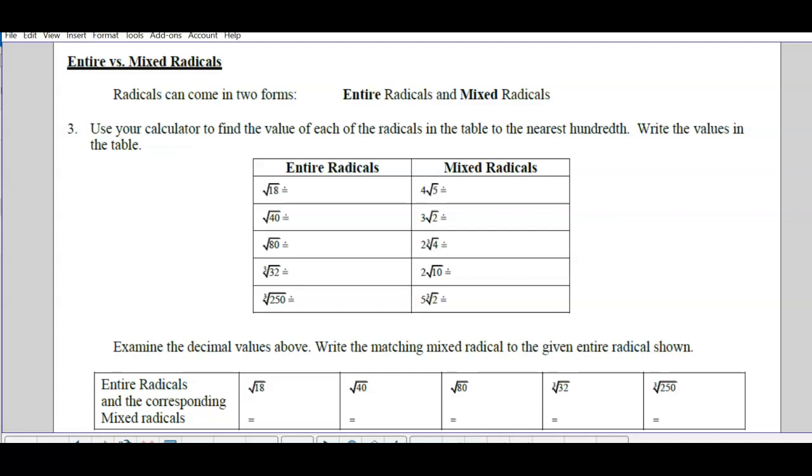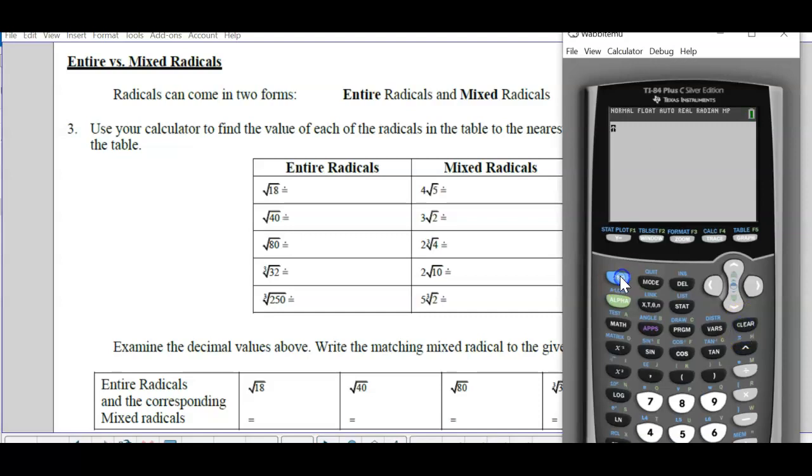So, radicals can come in two forms, entire radicals and mixed radicals. We want to see how to convert between them. So now I'm going to ask you to use your calculator to find the value of each and round to the nearest hundredth. That's 2 decimal places. So you're going to enter root 18. Let me just get my calculator out here. Okay, so root of 18, square root button on your graphing calculator is second x squared. Often it's the second key or inverse key on your calculator of x squared. You can just enter on that. Okay, 2 decimal places is 4.24.